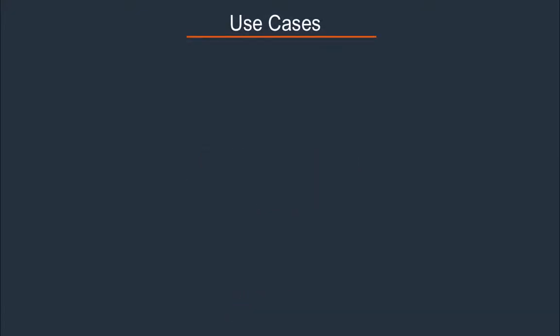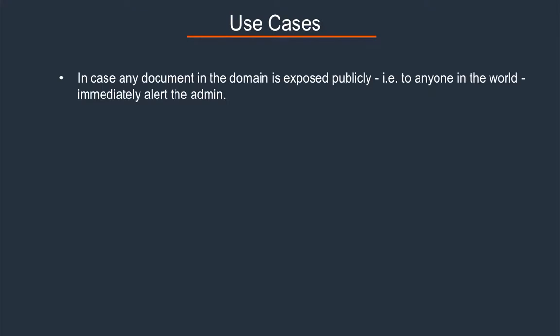So policies and alerts help with several use cases. Let's go through a few use cases. This is one that comes up a lot when we talk to our customers. They want to know if any document in their domain is exposed publicly. That is, if anyone in the world has the link, they have access to that document. This is potentially a huge security risk, and companies want to be alerted immediately if that happens.